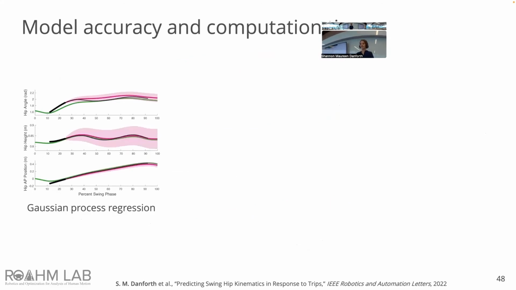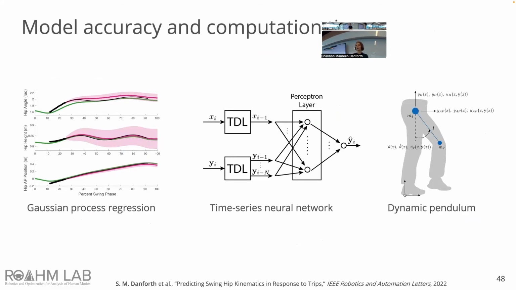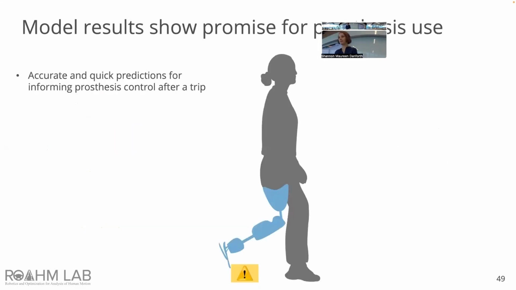So in our paper that's shown at the bottom of this page, we compared the GPR models to a time series neural network and a dynamic pendulum model. And we found that the GPR models exhibit the highest prediction accuracy in the lowest computation time, with a mean prediction time of 2.7 milliseconds, much under that sort of 30 millisecond goal we have for human reflex responses. So these model results show promise for prosthesis use by generating accurate and quick predictions.